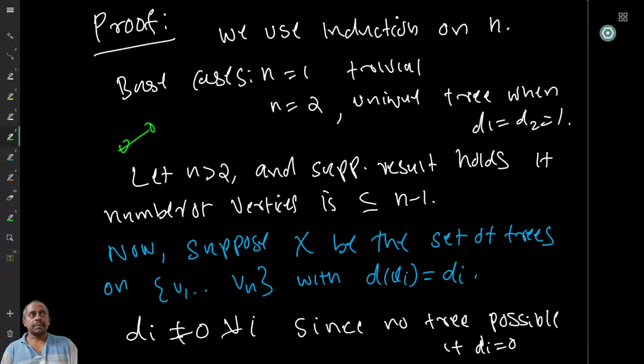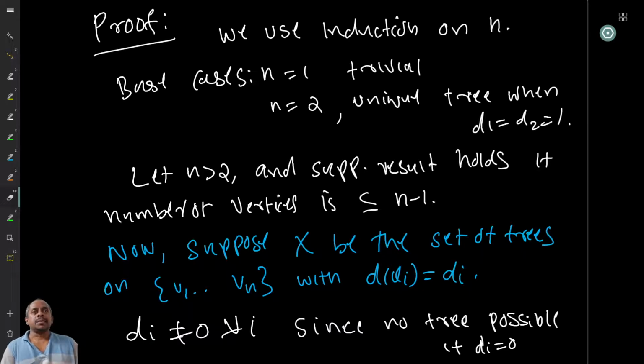And this happens precisely when d1 and d2 are equal to 1. In the other case, d1 equal to 2 and d2 equal to 0, we can see that there is no tree. This is something you can immediately see. So again we can see that the formula holds. You just verify this.